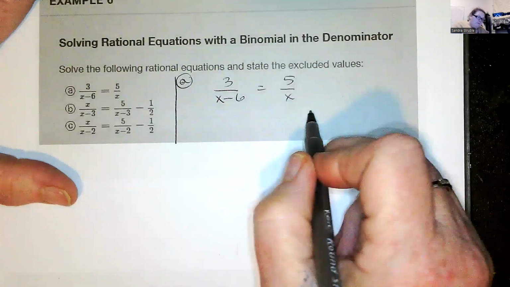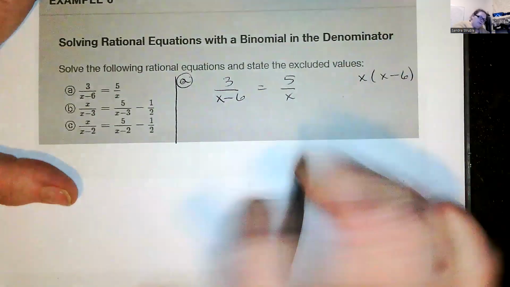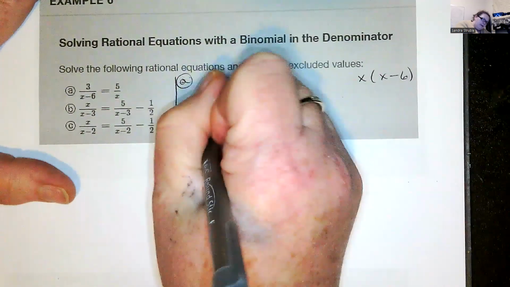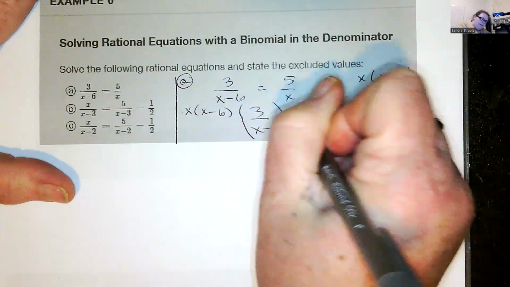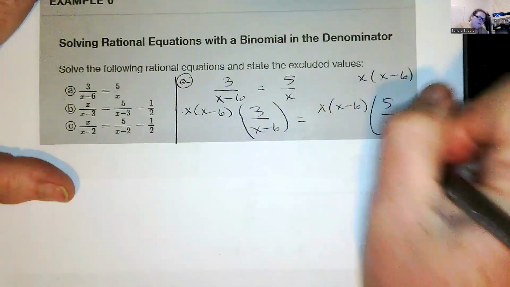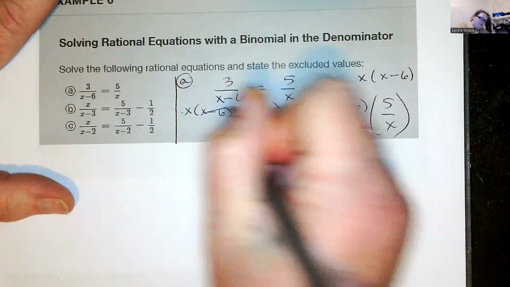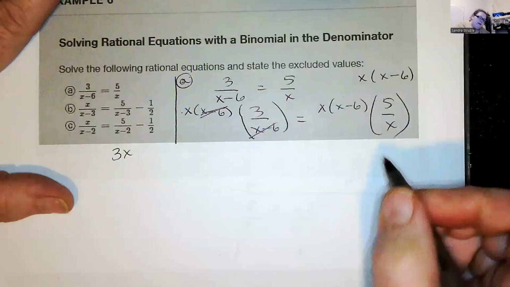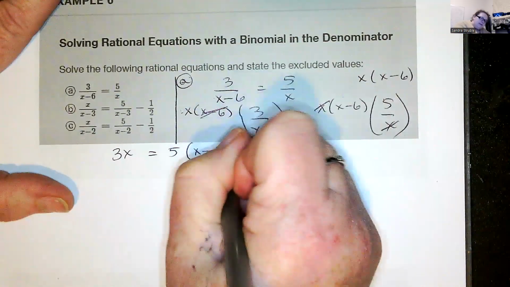Now, the common denominator here would be x minus 6. So I'm going to multiply both terms by x minus 6, and that's going to be 3 over x minus 6 equals x minus 6 times 5 over x. Notice this is what it originally was. So now the x minus 6's are gone on the left, and we've got x times 3 is 3x. The x's are gone here, and we're left equal to 5 times x minus 6.